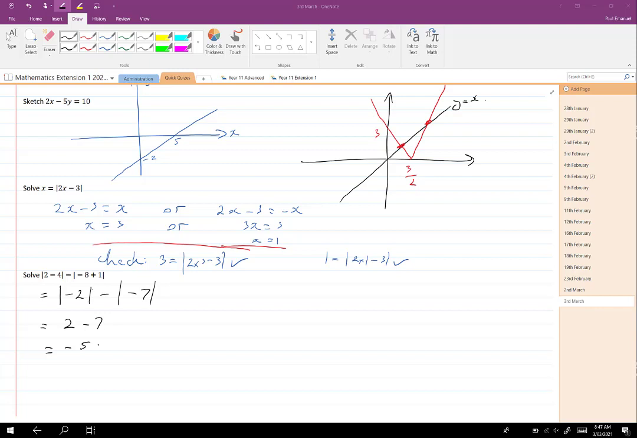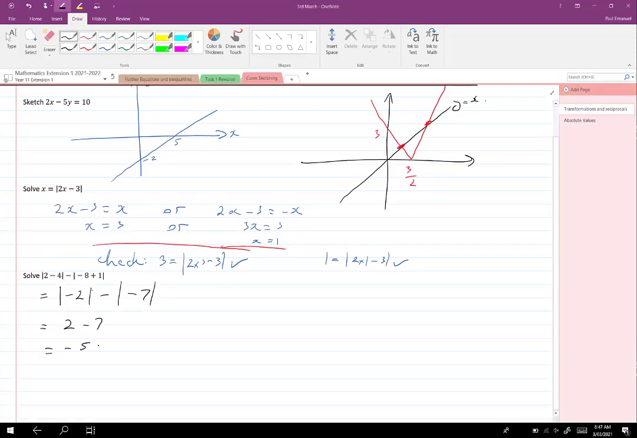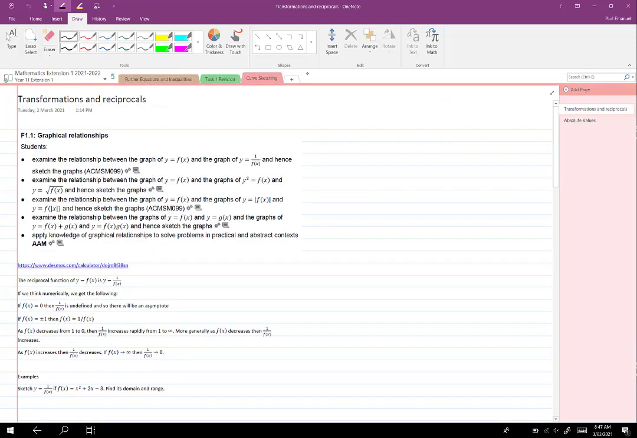So we're in extension 1, so in the OneNote, that's extension 1 there. And we're starting curve sketching. Okay. So there is the syllabus content we're going to get through this week.